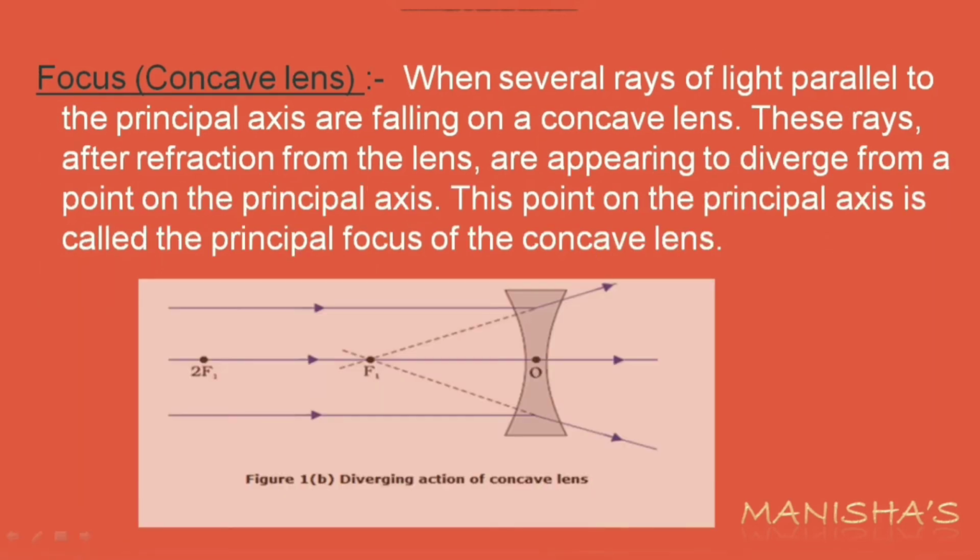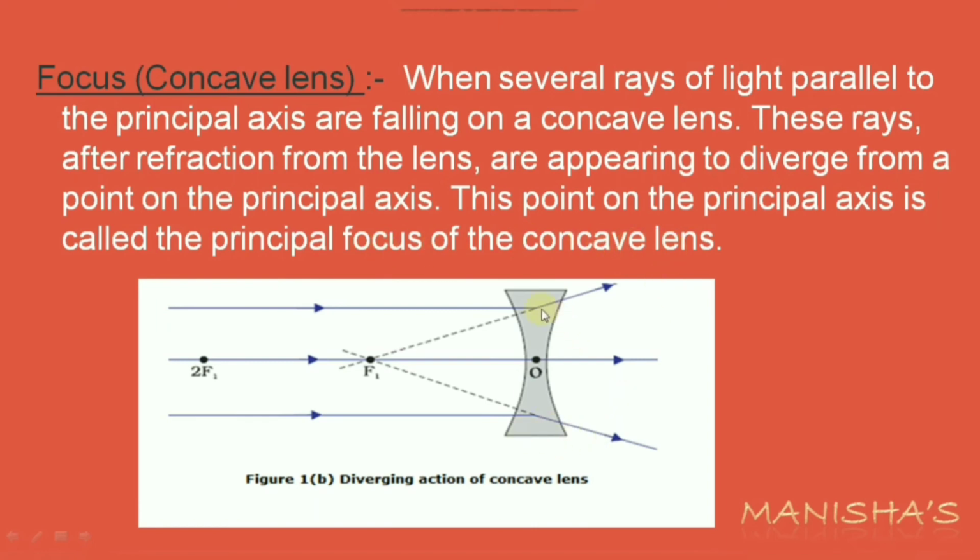Now focus for the concave lens. So when several rays of light parallel to the principal axis are falling on a concave lens, these rays after refraction from the lens are appearing to diverge from the point on the principal axis, and this point on the principal axis is called the principal focus of the concave lens.